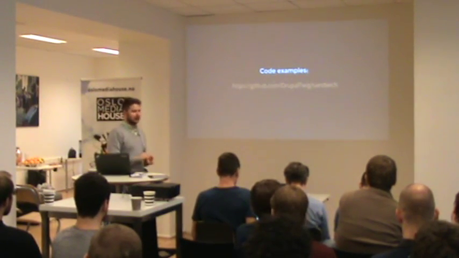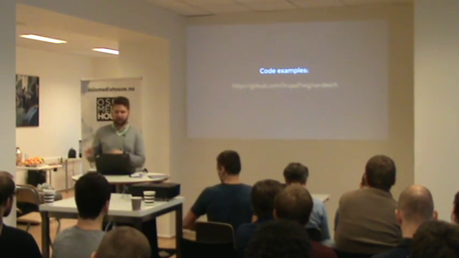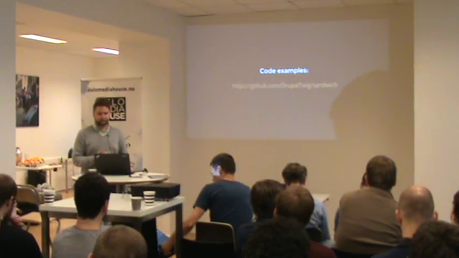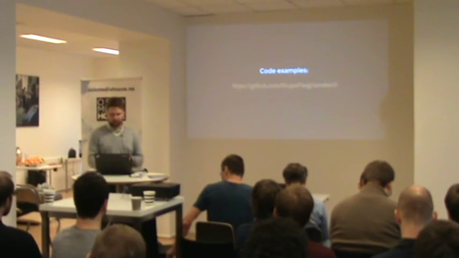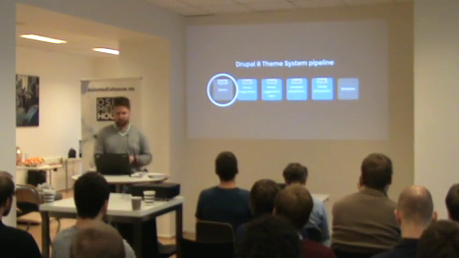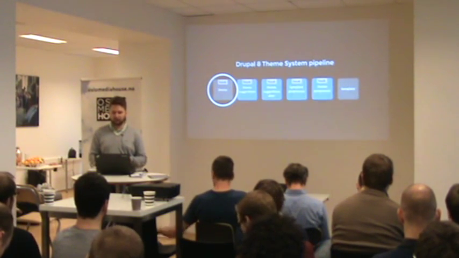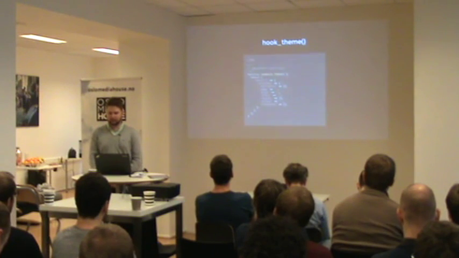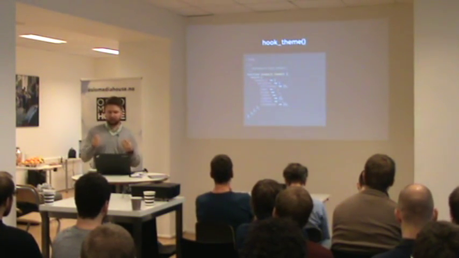All the code examples I use in this theme system phase, where we talk about the pipeline, can be found in this GitHub module. If you want to download it, you can take a look at what we've done there. So let's start from the beginning. Everything starts with a hook theme implementation. What is the hook theme implementation? You create it in hook theme.